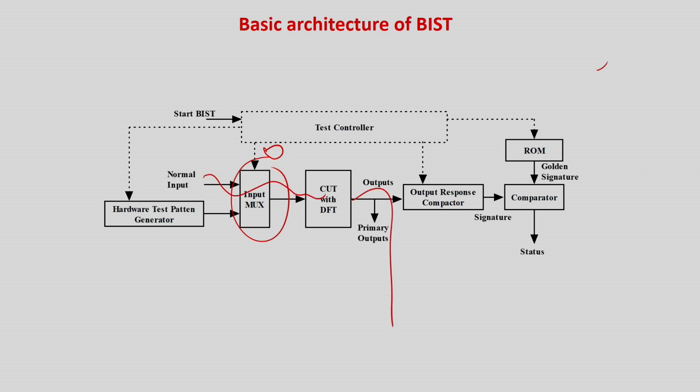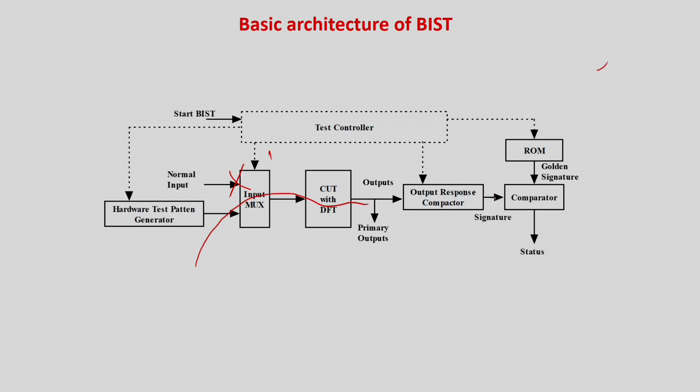Now if the test mode is 1, it means the circuit is just about to start up, so you have to test the device. I will make the mask 1, so normal inputs will not go in. Instead the test patterns generated by this LFSR or hardware test pattern generator will be fed to the CUT, and the ROM will be activated and the output responses will be compacted. There is a comparator which will tell you whether the circuit is operating properly or not.